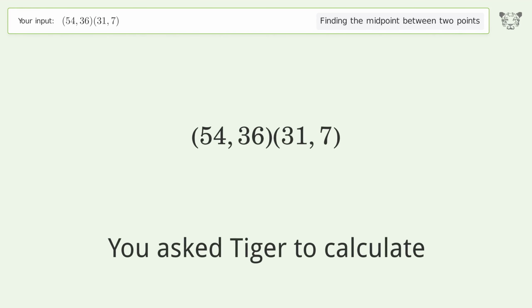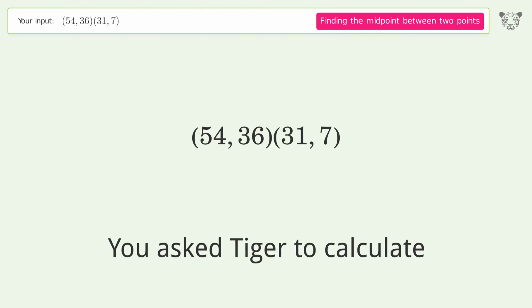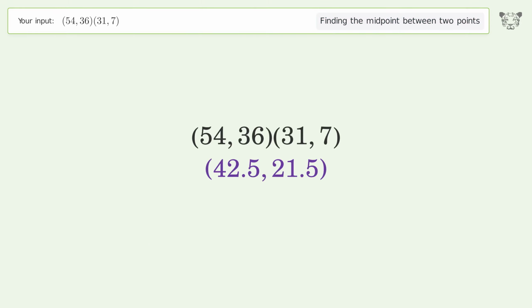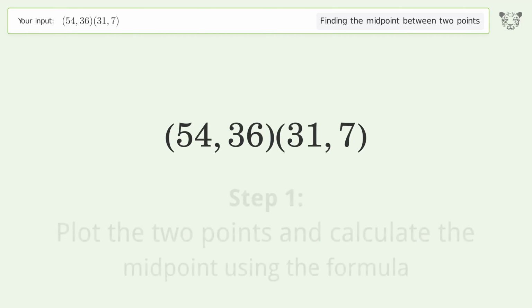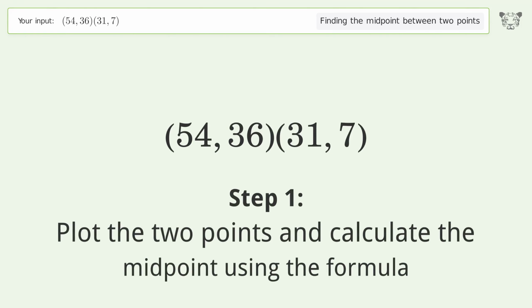You ask Tiger to calculate. This deals with finding the midpoint between 2 points. The midpoint between the 2 points is 42.5, 21.5. Let's solve it step by step. Plot the 2 points and calculate the midpoint using the formula.